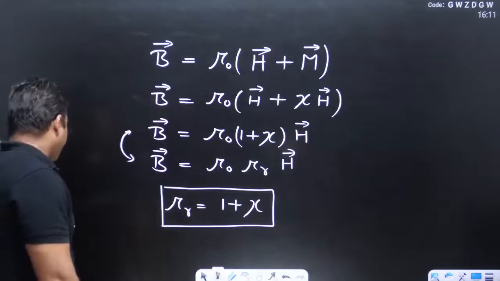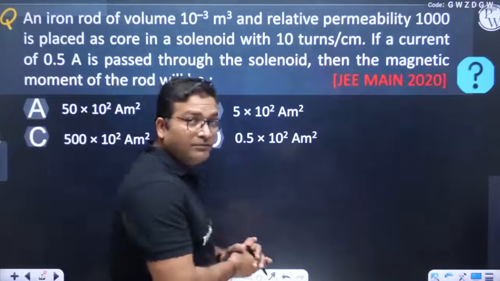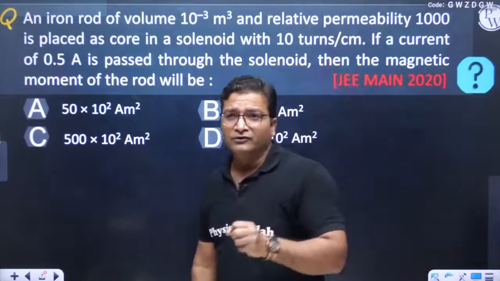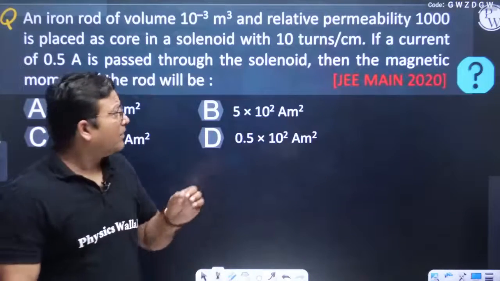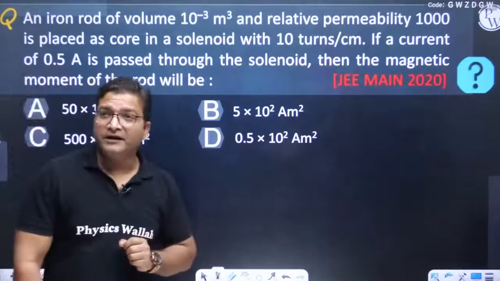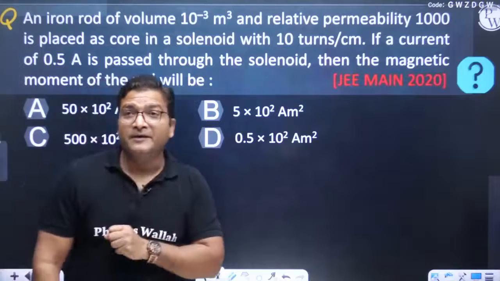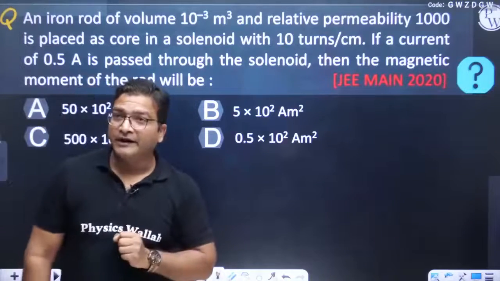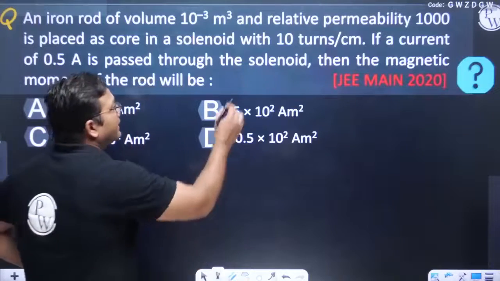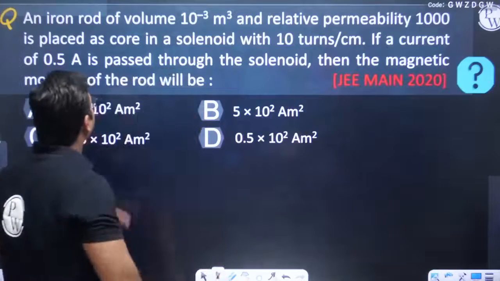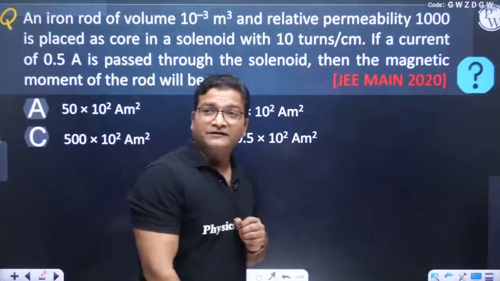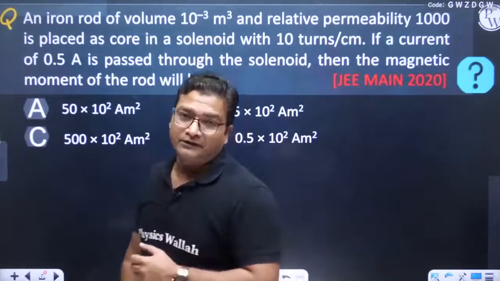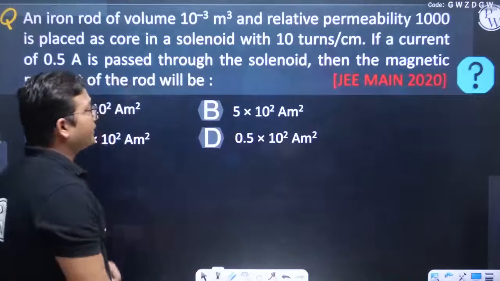Okay. So let's look at this problem first. This says an iron rod of volume almost 10 to the power minus 3 meter cube and relative permeability 1000 is placed in the core of a solenoid with 10 turns per centimeter, and a current of 0.5 ampere is passing through the solenoid. Then what is the magnetic moment of the rod?